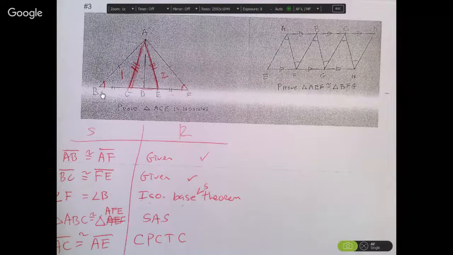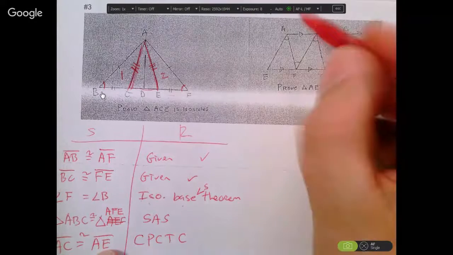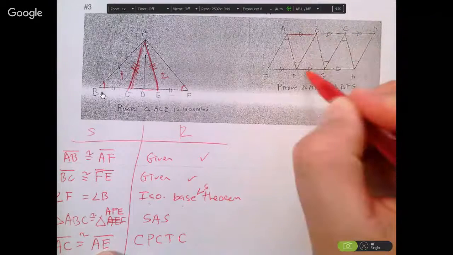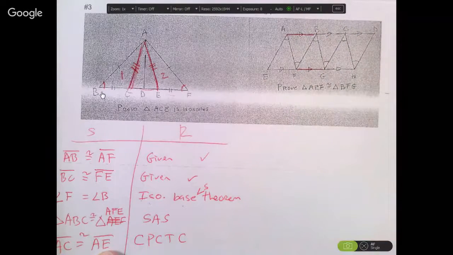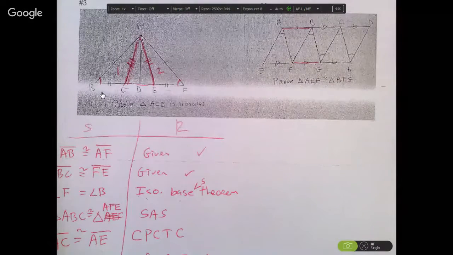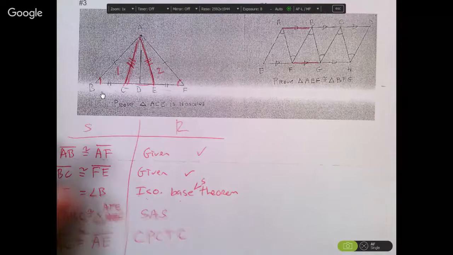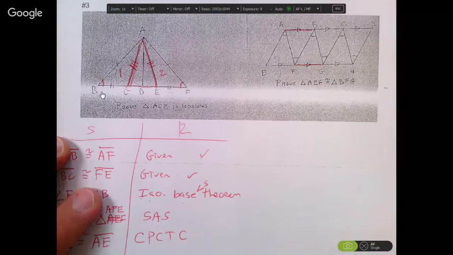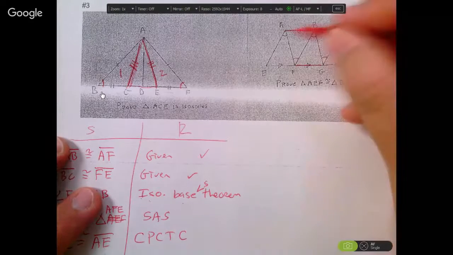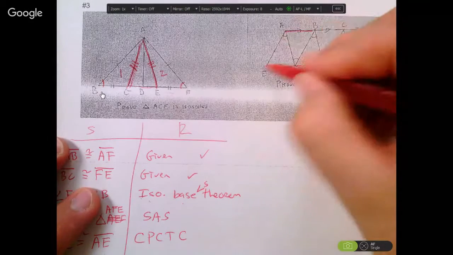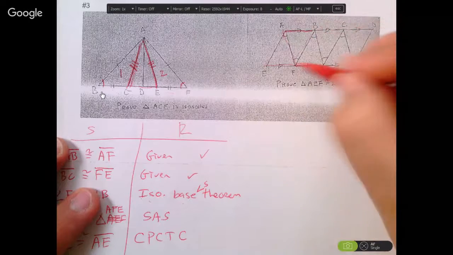Okay. One thing I want to say, I see this a lot. If this is parallel to this, does that mean they're congruent? No. Absolutely not. A lot of times people want to say that those things are congruent. They might be, but we have to prove it. And basically what we're going to do is prove that this triangle here is congruent to this triangle here.